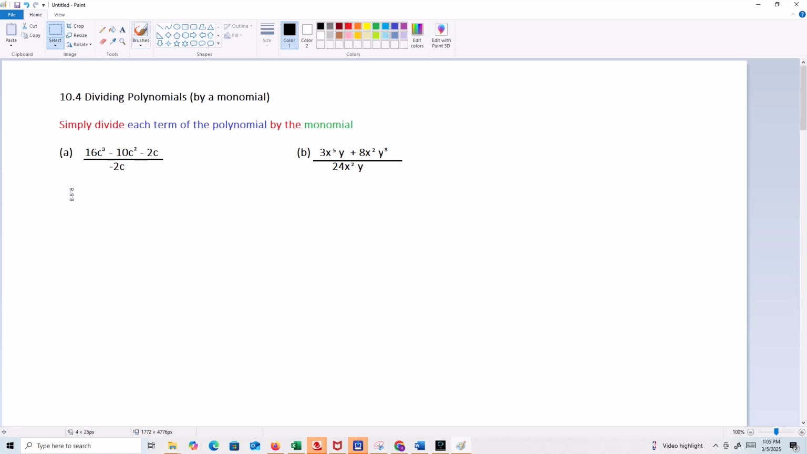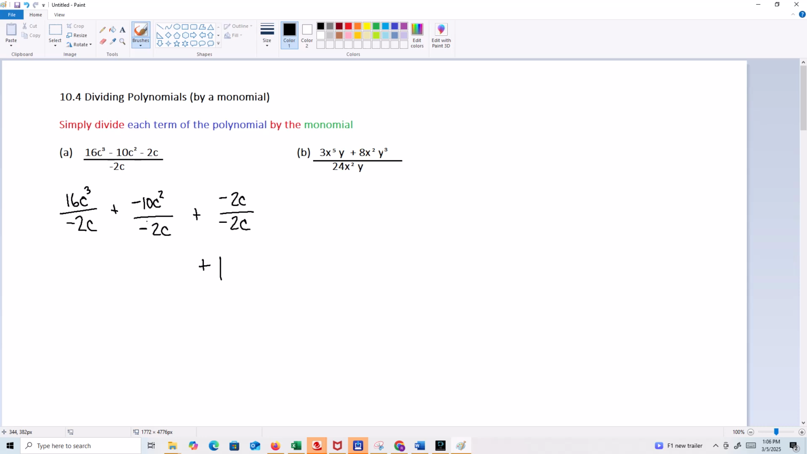We have 16c cubed divided by negative 2c plus negative 10c squared. Don't lose your sign. Negative 10 times c squared divided by negative 2c, and then plus a negative 2c divided by a negative 2c. Well, any number divided by itself is 1. Negative divided by negative is going to be positive, so that one's easy, plus 1.